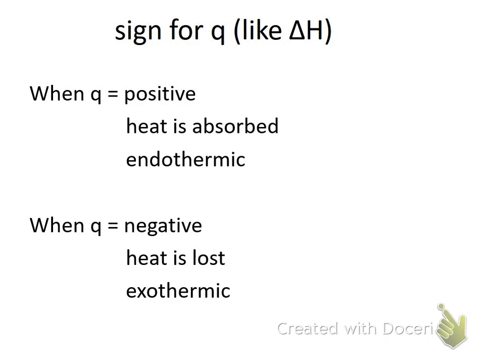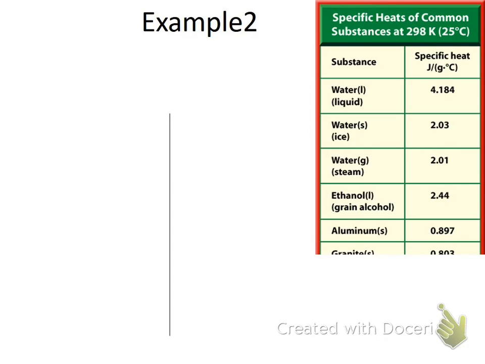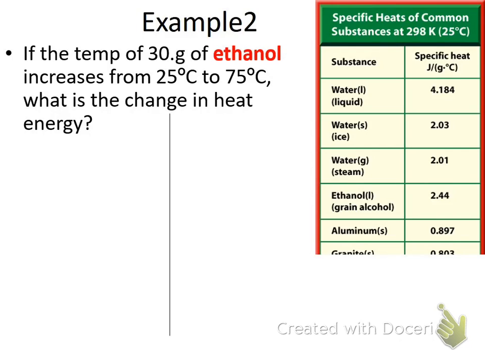Okay, so I just talked about how when Q is positive, it's endothermic, and when Q is negative, it's exothermic. It's a lot like delta H. You can think of Q and delta H as essentially the same kind of thing. If you need to, you can always refer back to the video later. I'm moving on in the interest of time.